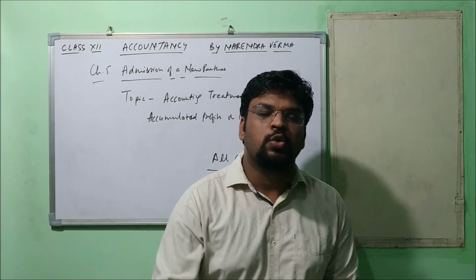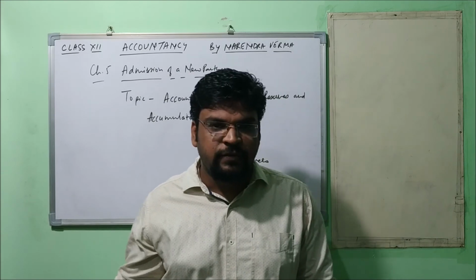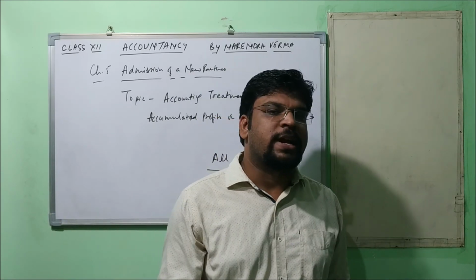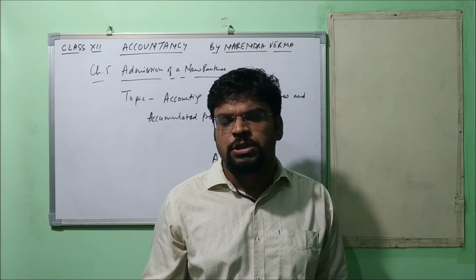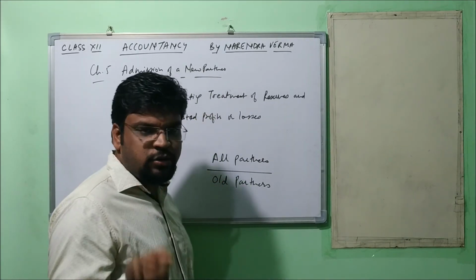So now you must have understood what is the difference between chapter number 4 and chapter number 5, and how things are going to happen. Here also you are getting the workmen compensation reserve, investment fluctuation reserve, everything is there. Only the difference is this. Understood the point?